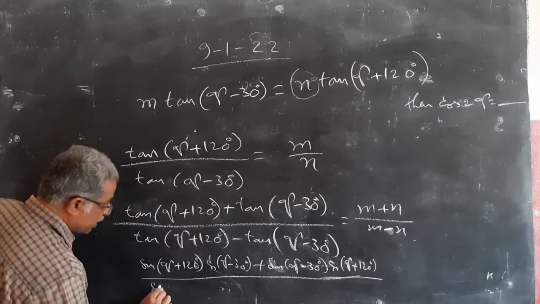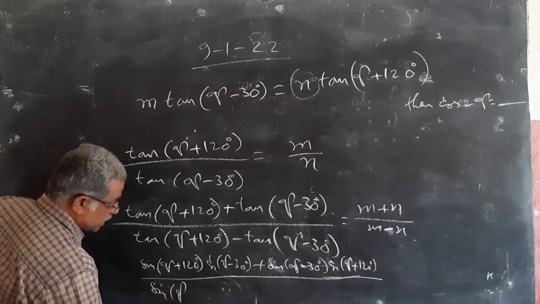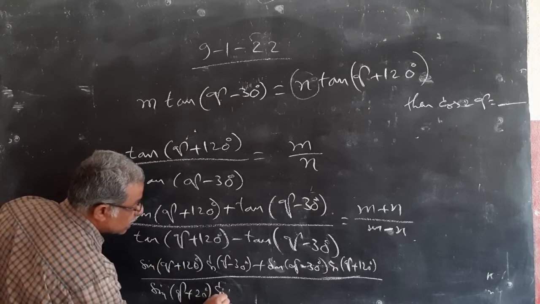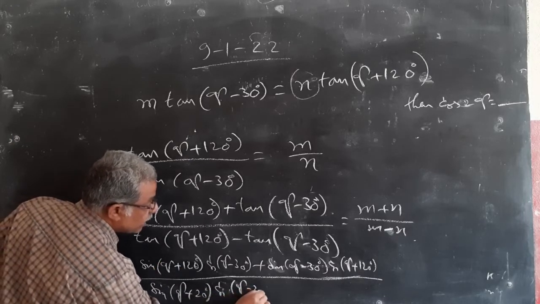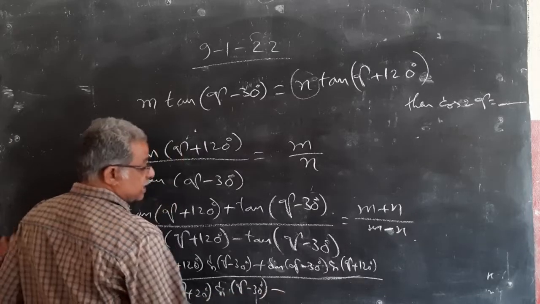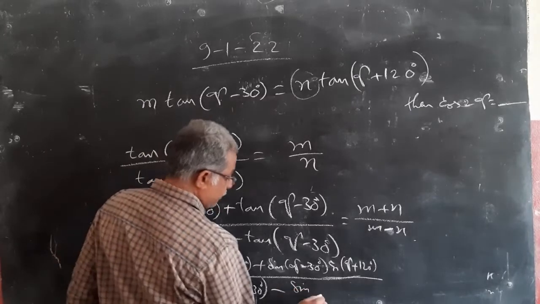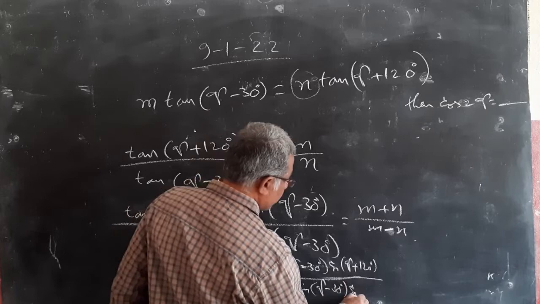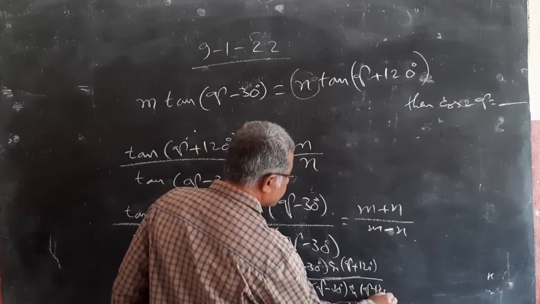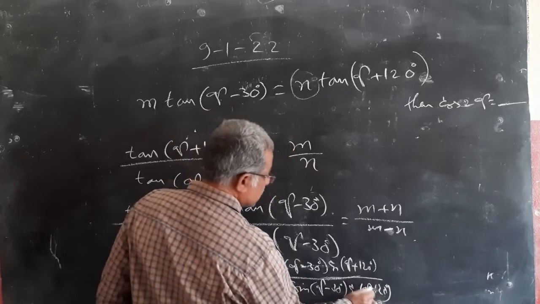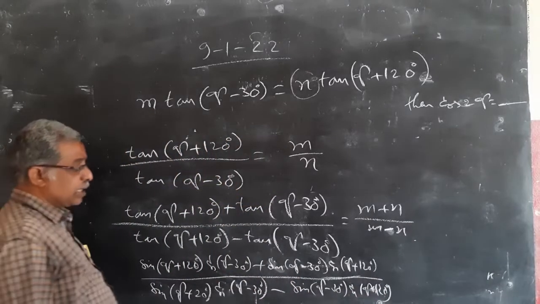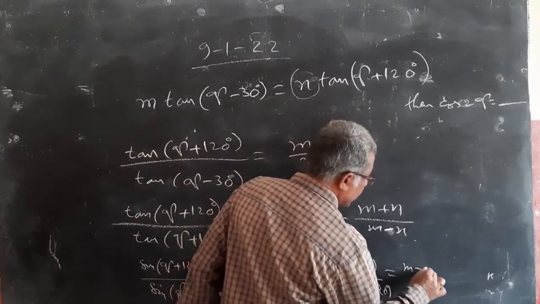If I write the denominator also the same, I will get sin of q plus 120 into cos of q minus 30, and instead of plus you get minus, sin of q minus 30 into cos of q plus 120. That is the only small difference. Both cos gets cancelled in the denominator, that's why I'm not writing that part. It is equal to m plus n by m minus n.